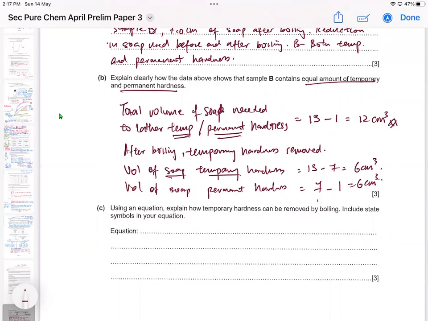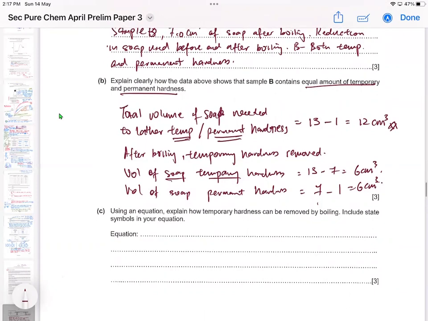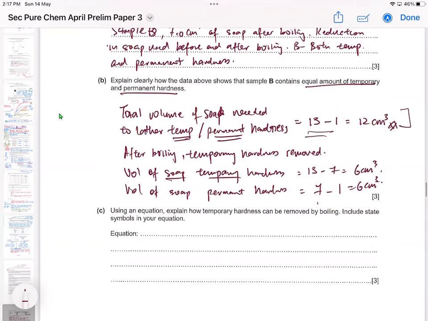Wait, why do you minus 1 to the 13 to find the soap needed for temporary and permanent? Okay, this portion here is just to show that for both temporary and permanent, the total is 12. Alternatively, for this step, I can also do 12 minus 6, which is the total volume needed, minus away temporary, I get the permanent. Either or is okay. The 12 actually, to be very frank, is a bit redundant. So technically speaking, if you just do these 2 steps, it's also okay.